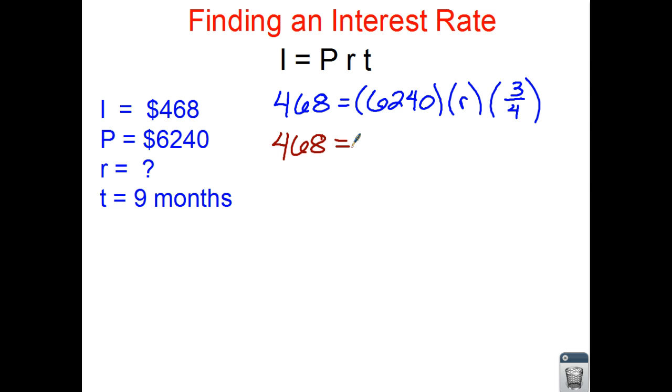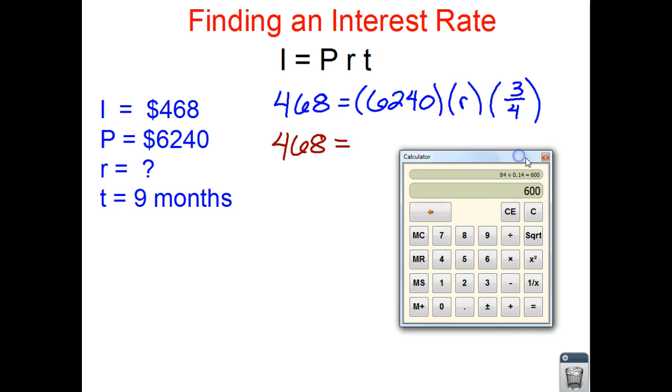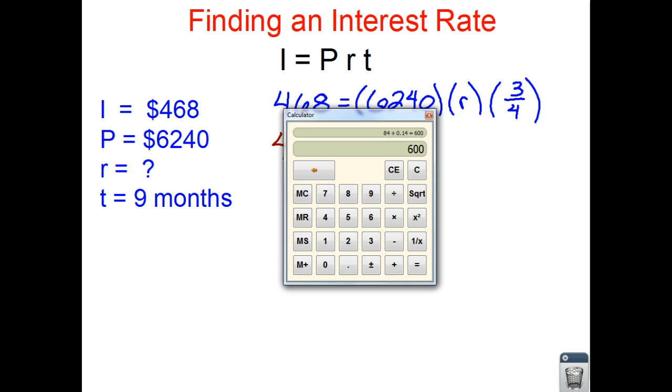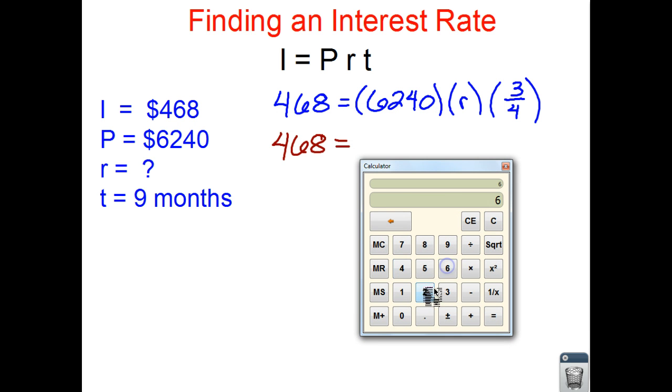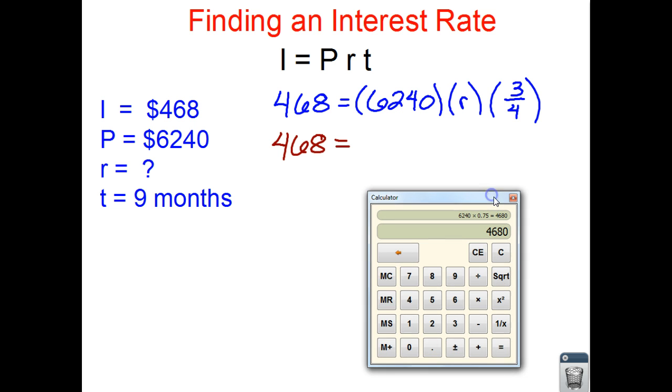Okay, 6,240 multiplied by 3/4. I am going to change 3/4 into the decimal. So we have multiplied by 3/4, which I know is 75 hundredths. If you don't know what I'm talking about there, see me in class, I can show you what I did there. And we get 4,680 multiplied by the rate.